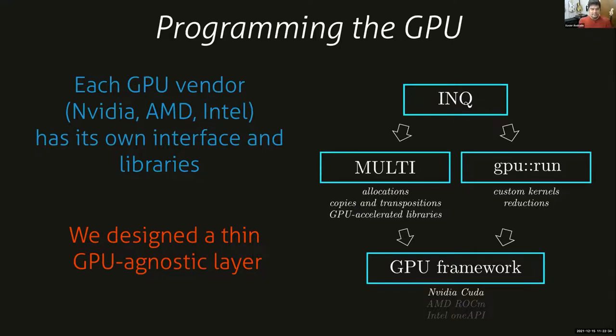And of course, as you probably know, we have three different vendors that produce GPUs, and they all have their own different language. So this is a mess because we don't really want to support all the code and write different code for each one, and that defeats the whole purpose. So we have a thin layer that is GPU agnostic. It's not something complicated like Kokkos or RAJA or something.